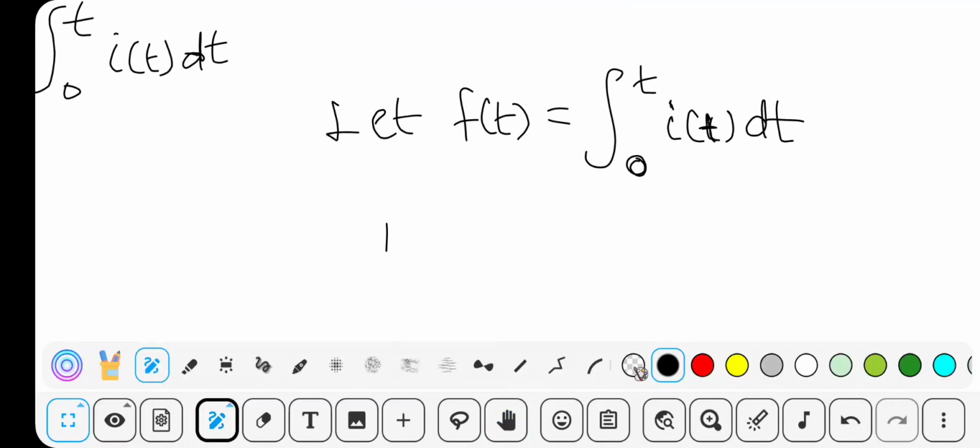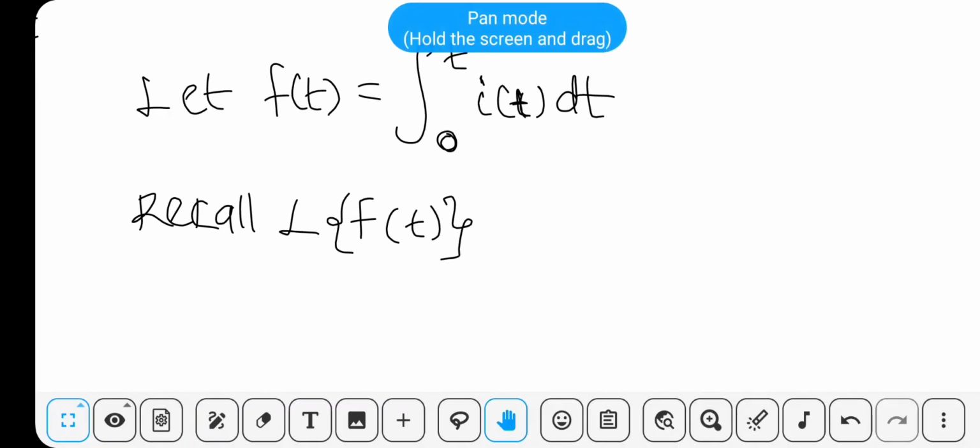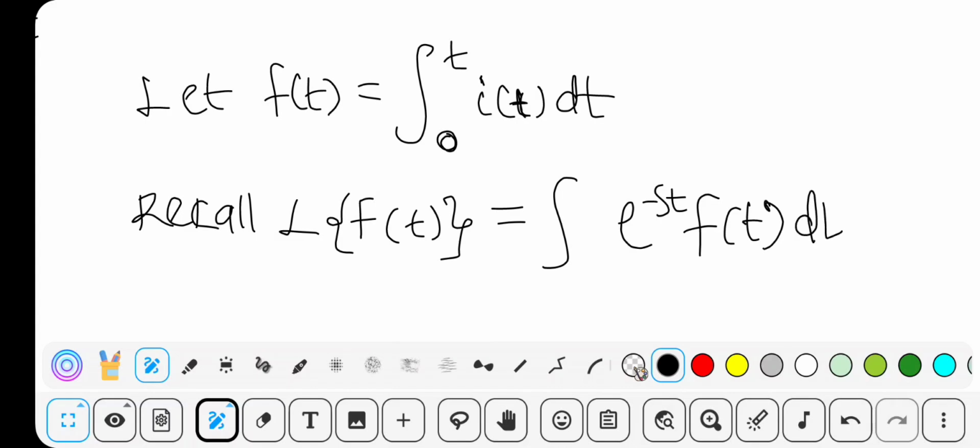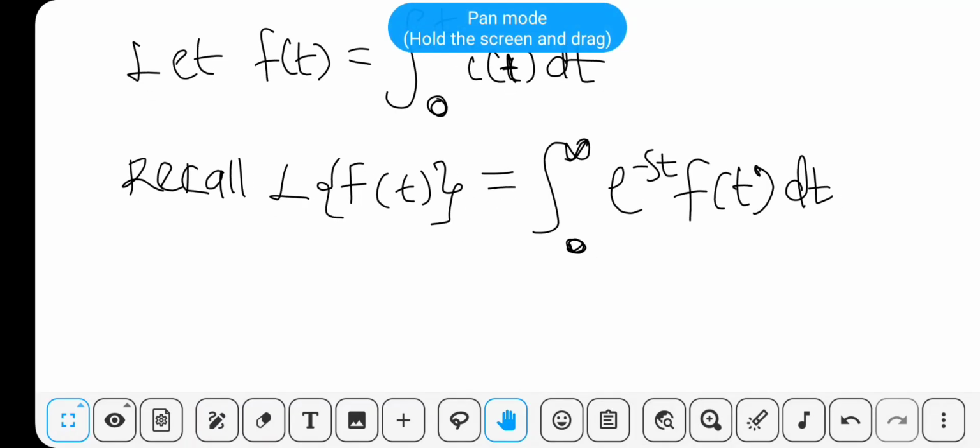And we know, recall, the Laplace transform of f(t) is equal to the integral from 0 to infinity of e^(-st) times f(t) dt. Recall this.